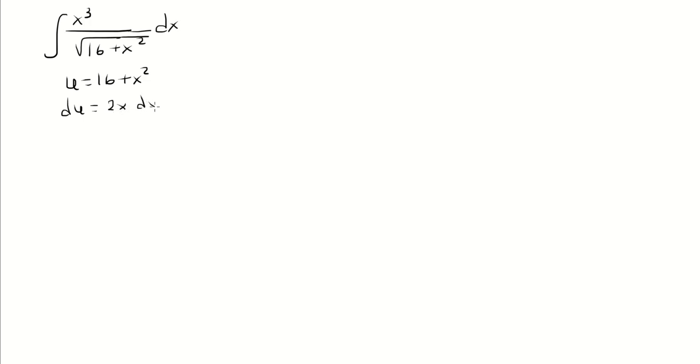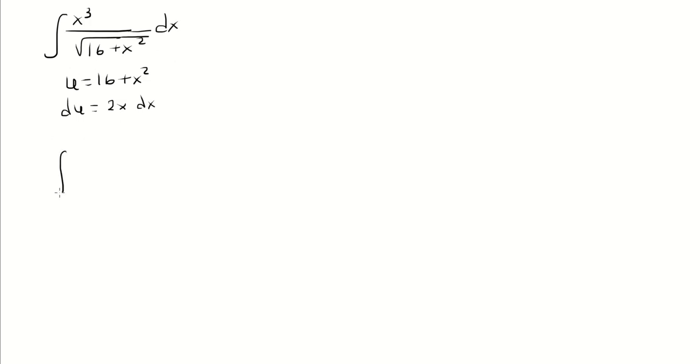Integrate x cubed over the square root of 16 plus x squared. For this, we're going to use u substitution. Let's let u equal 16 plus x squared. The derivative of 16 is 0, and the derivative of x squared is 2x dx.